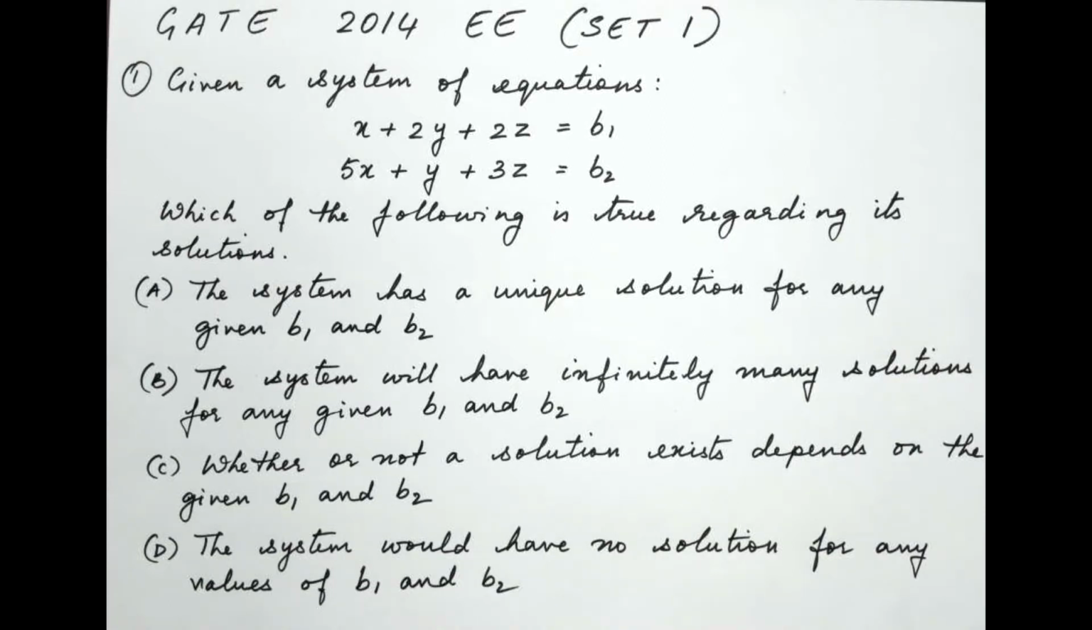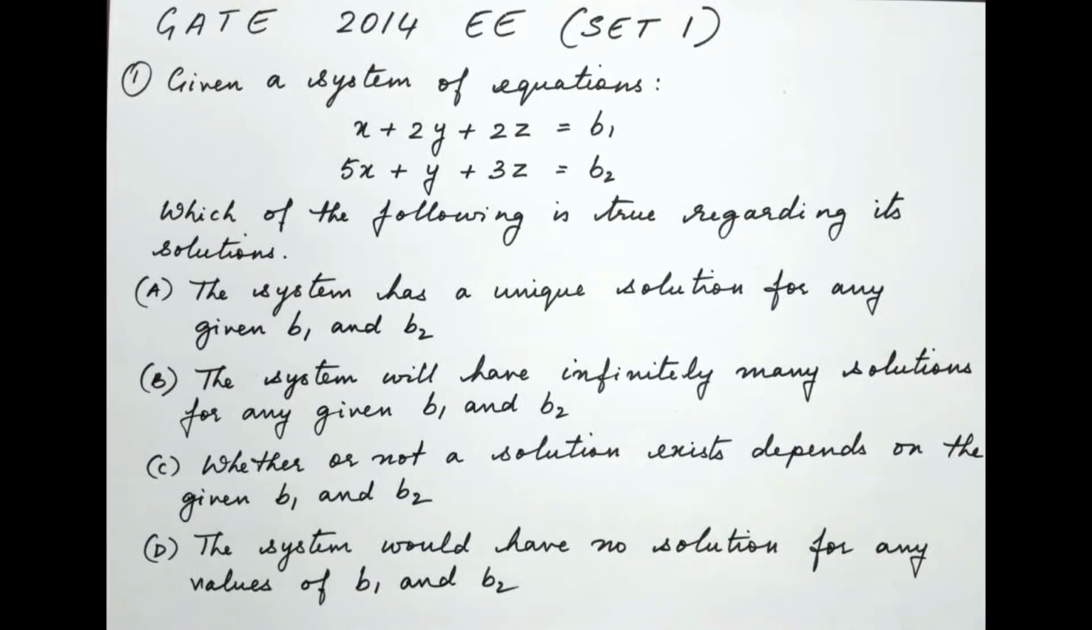Hi everyone. In this video we'll be starting with the next paper, GATE 2014 Set 1, for the electrical engineering branch. The first question says, given a system of equations x plus 2y plus 2z equals b1 and 5x plus y plus 3z equals b2, which of the following is true regarding its solutions?